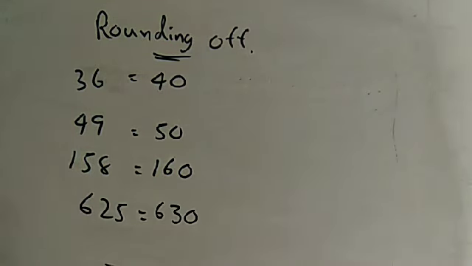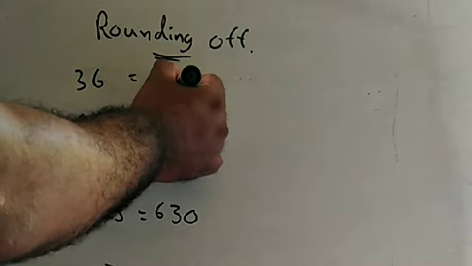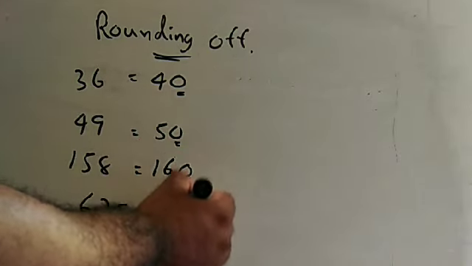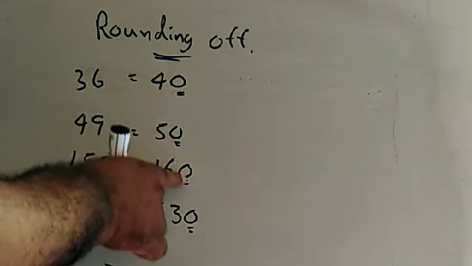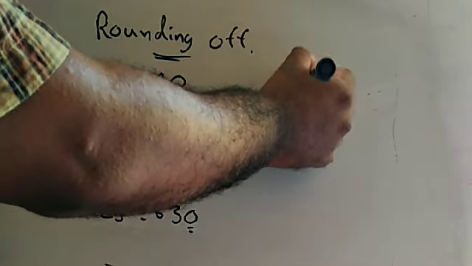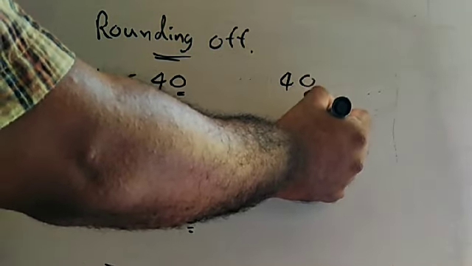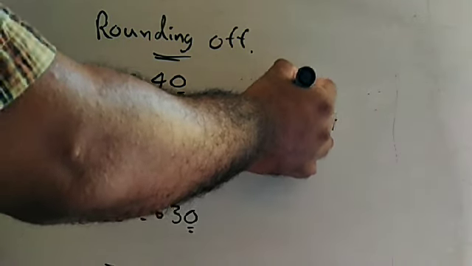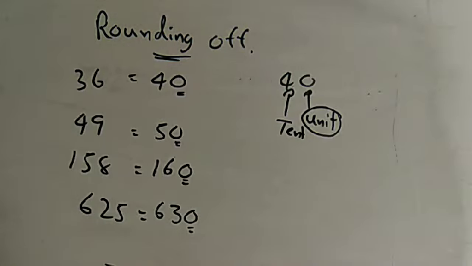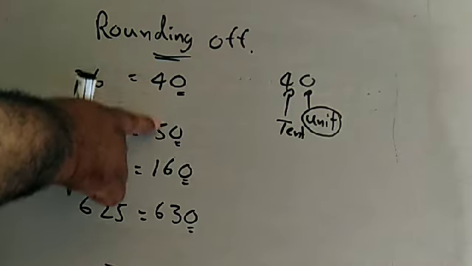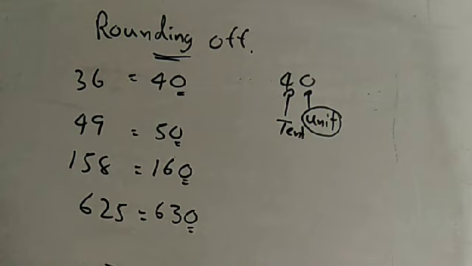Now you can see one thing. When rounding off to the nearest 10, all unit places are 0. You know the unit place: the last one is the unit place, and this is the 10th place. Unit place is 0 in all of them. But in the other places, the 10th and 100th place, some are changed, some are not changed. Then look at this. When you want to write this, you should be careful.